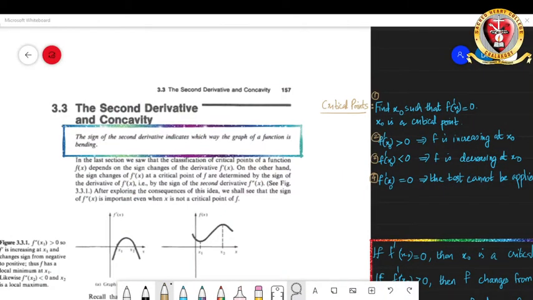In today's video lecture, we are going to see section 3.3, which is headed the second derivative and concavity. You can see in the first box an important statement which we are going to use throughout the section. It says that the sign of the second derivative indicates which way the graph of a function is bending. So in order to see how a function graph is bending, we will use the second derivative. That's what the statement says.